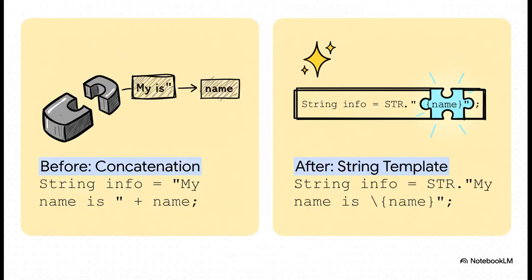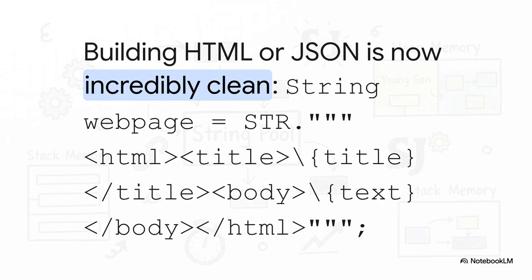I mean, just look at the difference. The old way, with all the plus signs, is so clunky, and it gets really hard to read when you have a bunch of variables. The string template version, it's clean, it's elegant, and it's so much easier to understand. It just says, hey, take the value of the name variable and stick it right here. Beautiful.